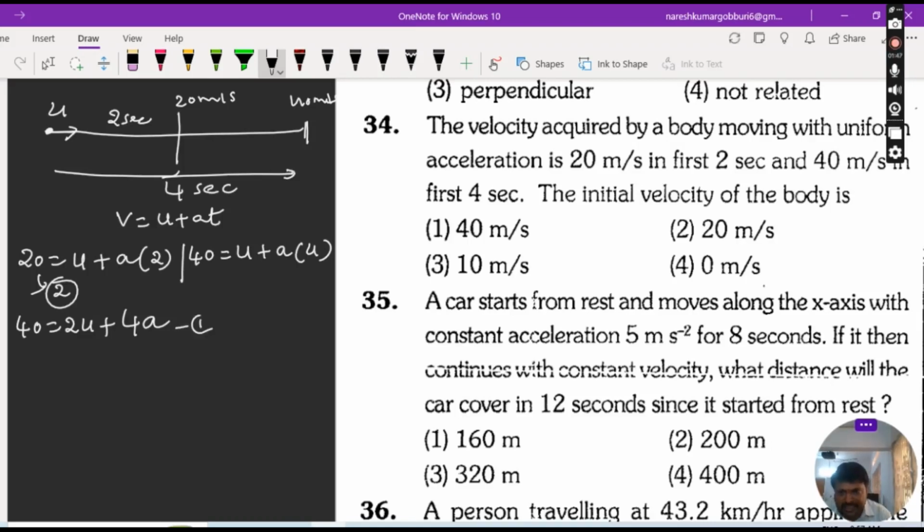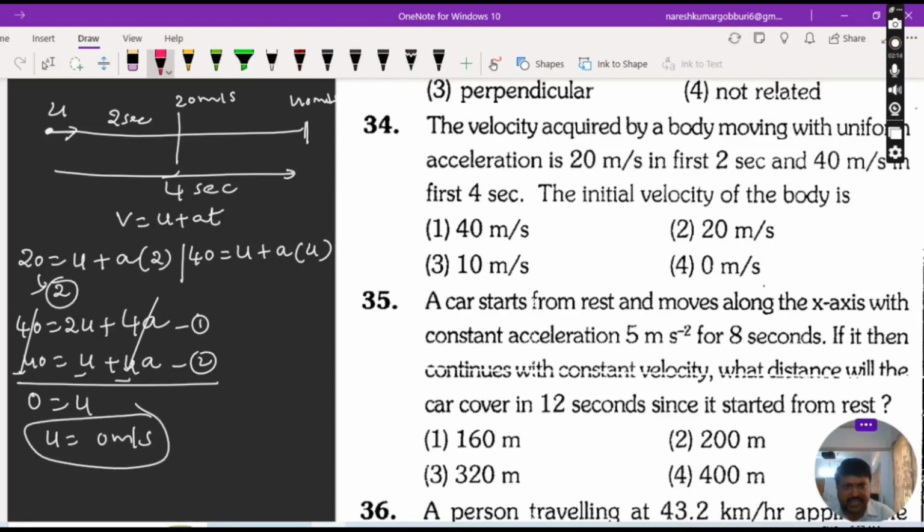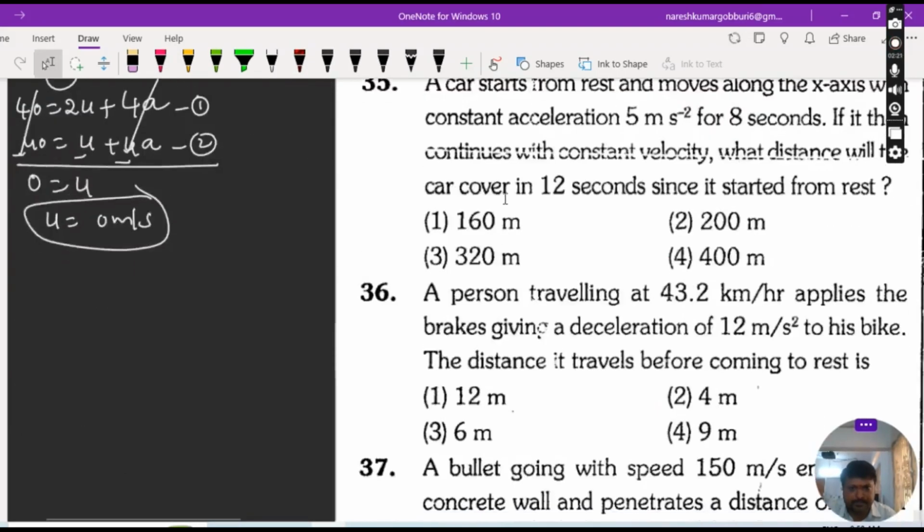Okay. So now this is equation 1 and this is equation 2. Here 40 is equal to u plus 4a. Subtract equation 1 from equation 2. So minus, minus, minus. 40 minus 40, that is 0. 2u minus u, that is u. 4a minus 4a also cancels. Then the initial velocity is equal to 0 meter per second. So 0 meter per second is the right answer. That is option 4. Then next, the 35th question.